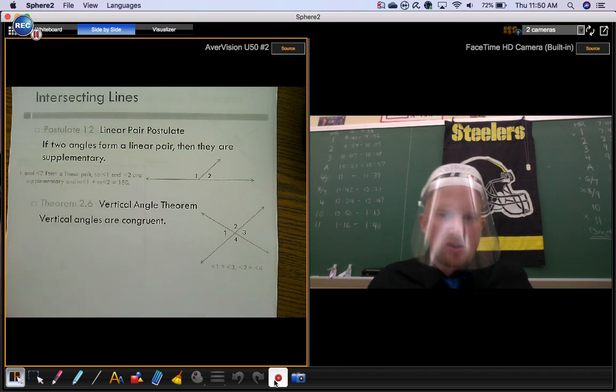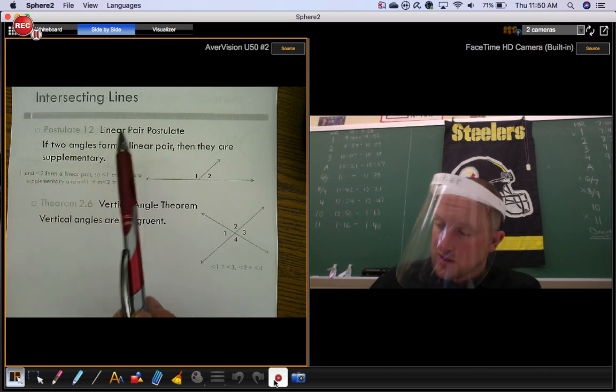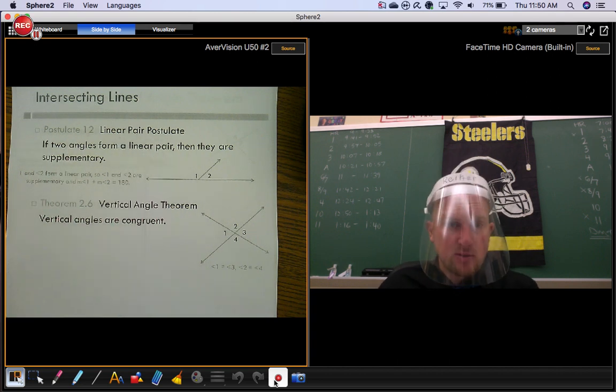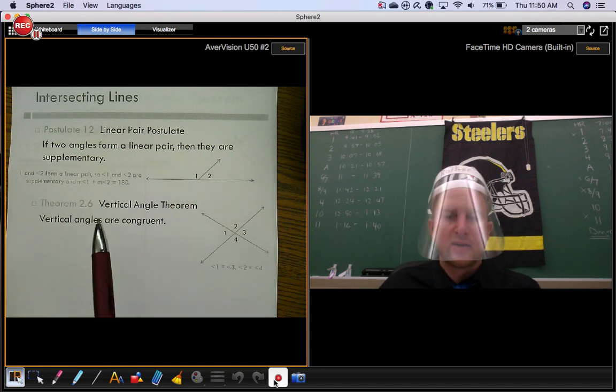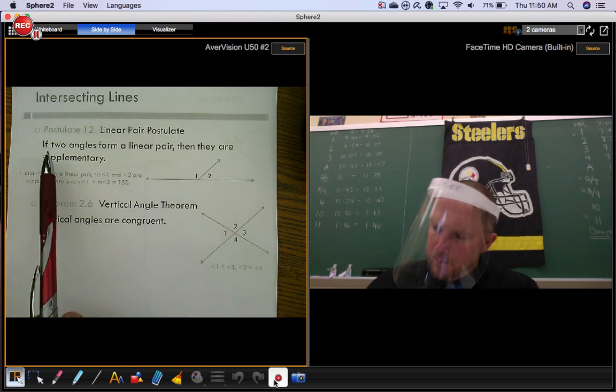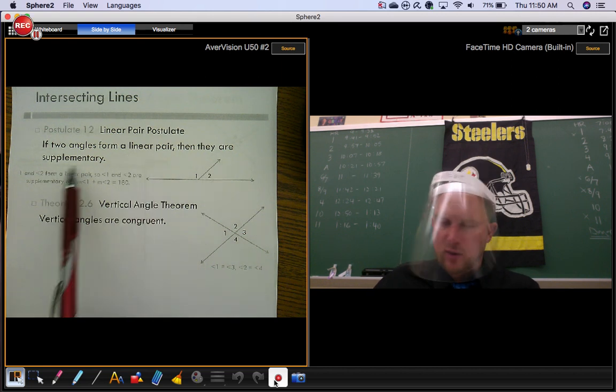Here's another postulate. We've already gone over 11 postulates. This is number 12. It's called the linear pair postulate. And this is really, really valuable when you notice that there's a linear pair in a diagram. If you notice there's a linear pair, then what that means is those angles are supplementary.